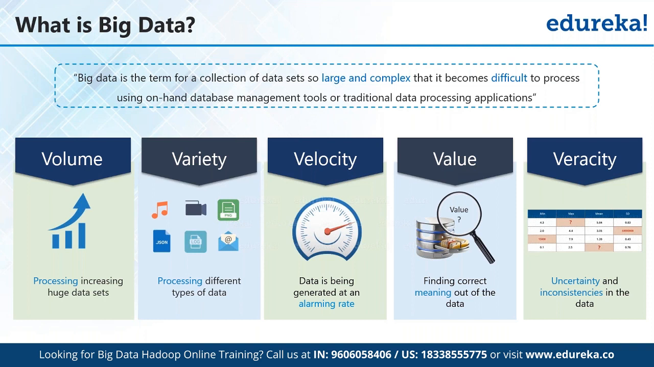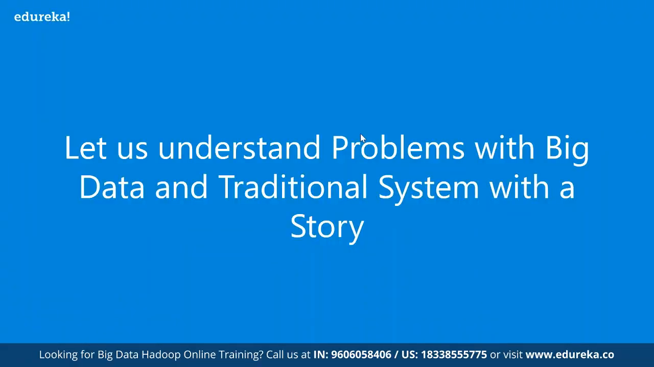Your data fails on the veracity parameter because that's not the right data for this problem. You have to be careful and take care of the data. Unambiguous data should be there. The data should not be biased. So these are the 5 different V's of big data.